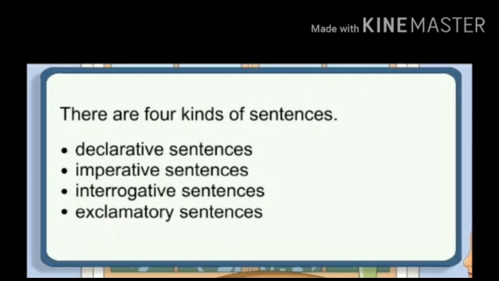Now children, sentences are further divided into four types. These are declarative sentences, imperative sentences, interrogative sentences and exclamatory sentences. So let us understand them in detail.